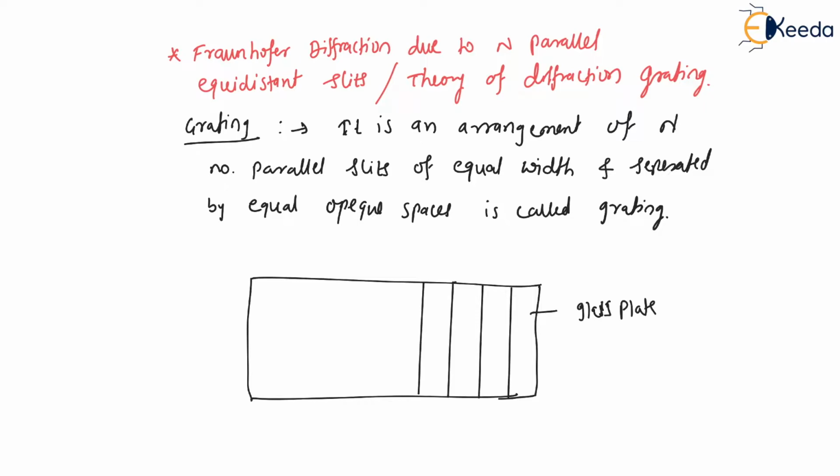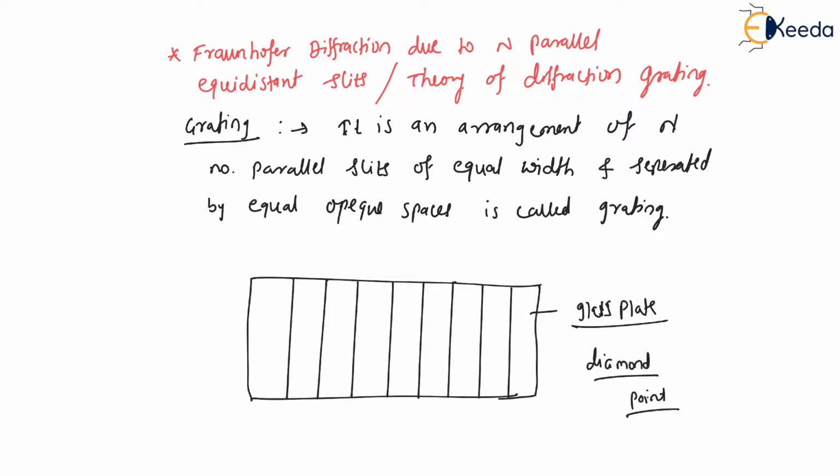I am drawing this particular diagram on a bigger scale, but in real life a grating is much smaller. I just like to introduce the concept. These parallel lines are made on this glass plate by using a fine diamond point. So by using this diamond point, we mark these lines on a glass plate.